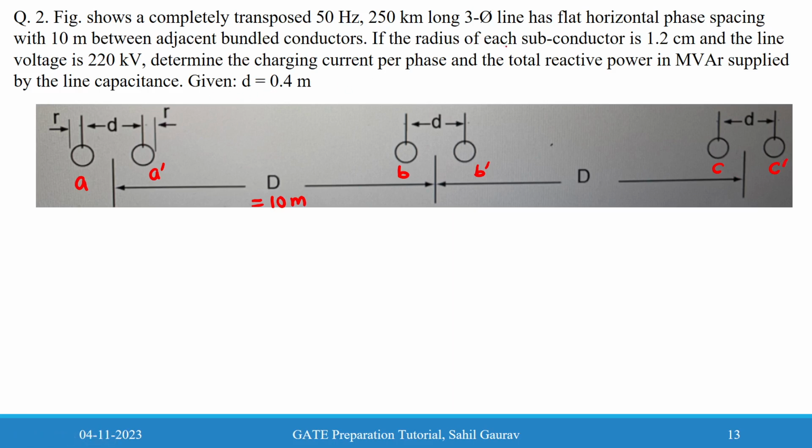The radius of each subconductor is given as 1.2 centimeter, that means 0.012 meter. And the line voltage is given as 220 kV. Determine the charging current per phase. We have to find the charging current per phase, and here this new term comes, the total reactive power in MVAR.